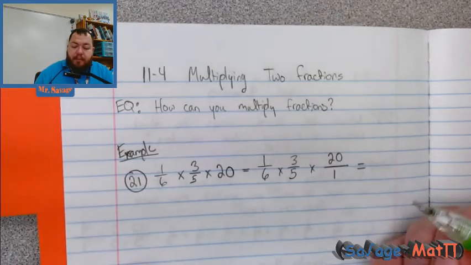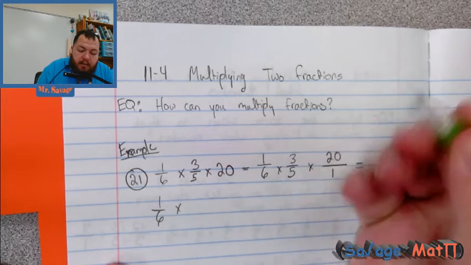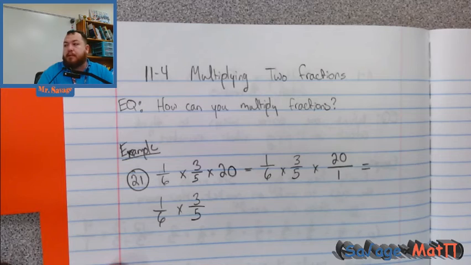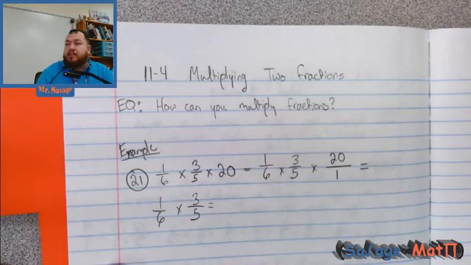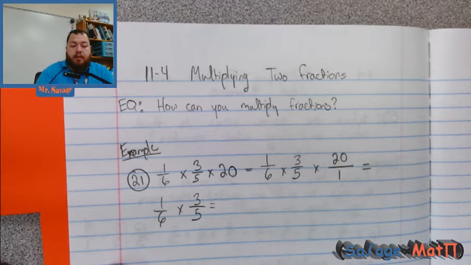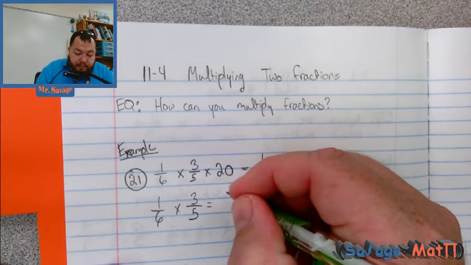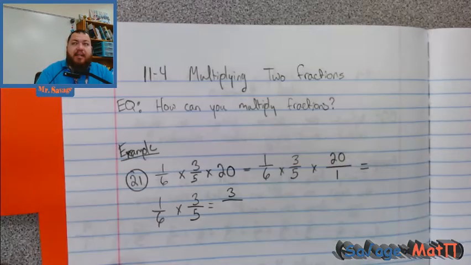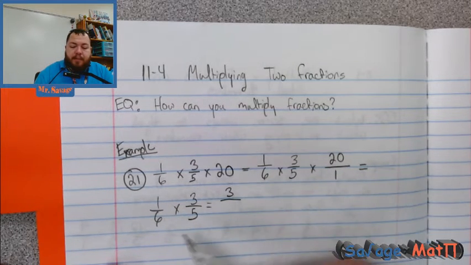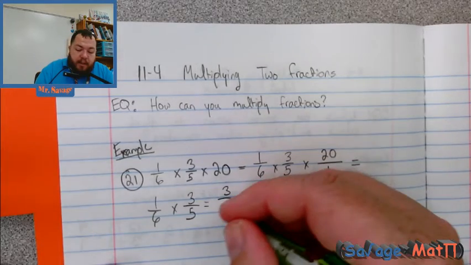My first step would be to do 1/6 times 3/5. If I did 1/6 times 3/5, the first thing I would do is multiply the numerator, which is 1 times 3. 1 times 3 is 3. My second step is to multiply the denominator. My denominators are 6 and 5. 6 times 5 is 30.